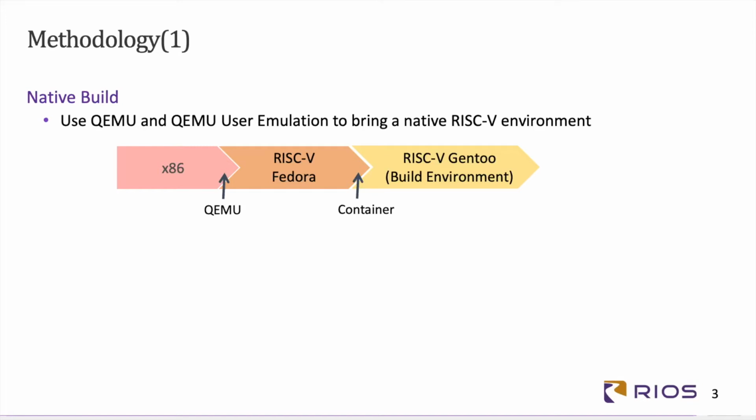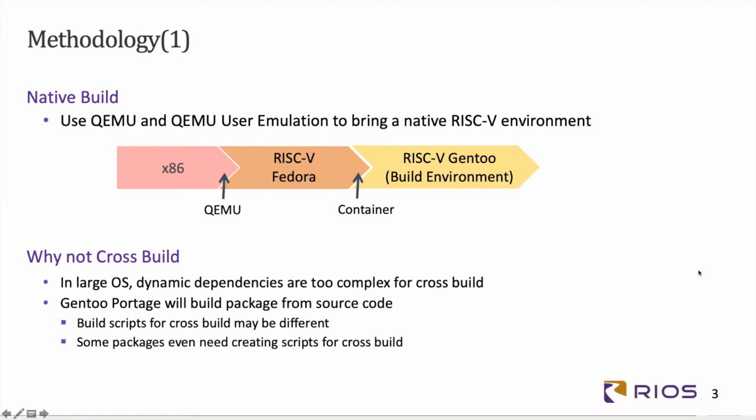and start building. We also tried cross-building for a very long time, about half a year, but it turned out not to work. We concluded some reasons for this result. In a very large operating system, the dynamic dependencies are very complex for cross-building, since the compiling environment and the build environment might be very different from the environment in the real runtime OS. So the dynamic dependencies count for much in cross-building.